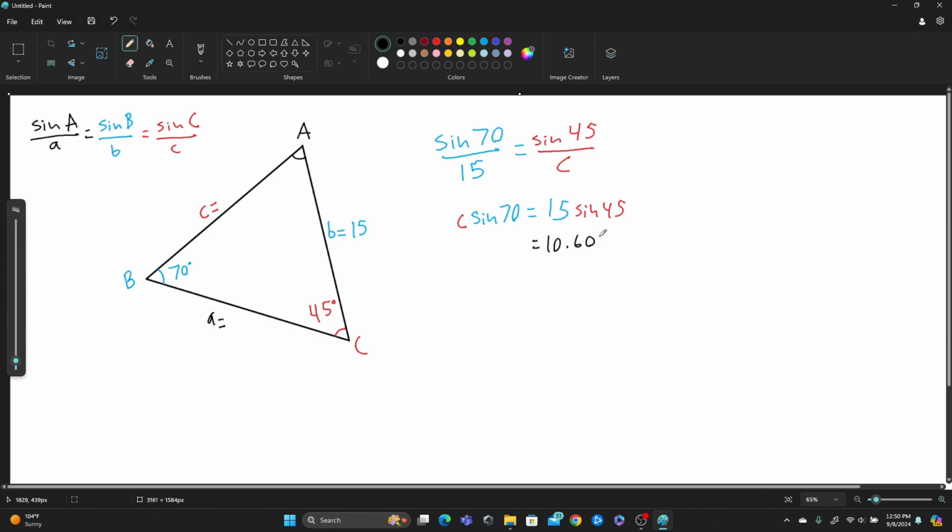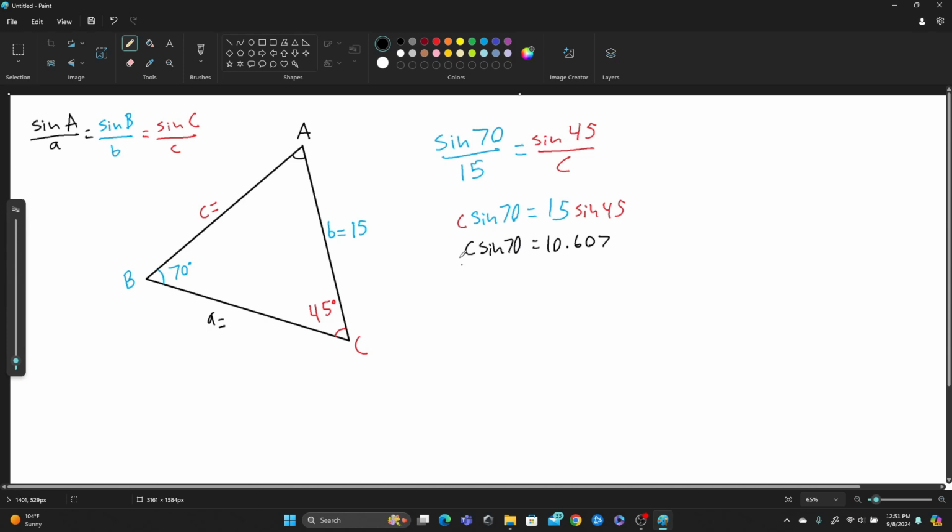10.607. When you're doing this, in this situation you don't really need to write this down and round it, because you can just divide both sides by sine 70 and plug it all into your calculator. But for the sake of working out every step, I'm going to write out each step and write out the numerical value. So 15 sine 45 is equal to 10.607. And on the other side we still have C sine 70.